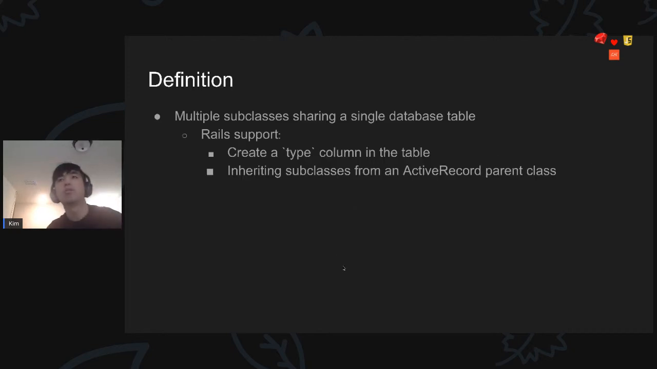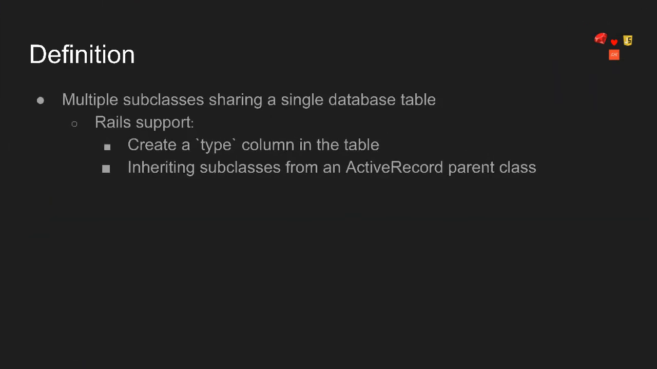So what is single table inheritance in Rails? Single table inheritance is when you try to represent multiple objects with OOP by using one table in the database. And how would you accomplish it in Rails? It's actually very simple. You just need to add a type column in the table itself, and then create a model which inherits from the parent class.